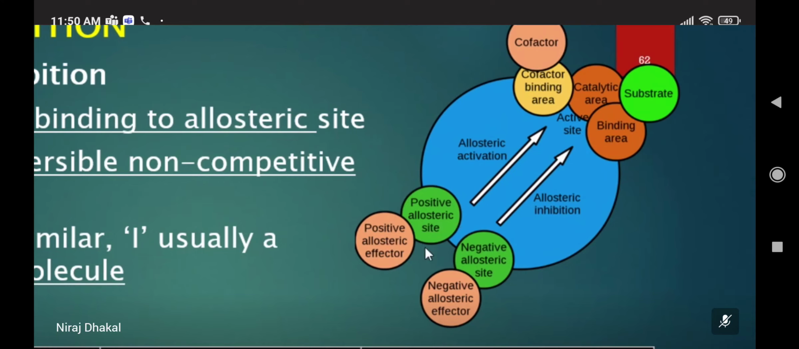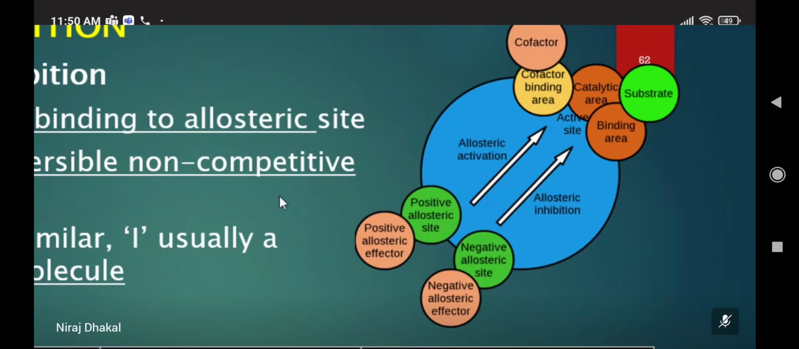If a molecule binds to the positive allosteric site, then that is called a positive allosteric effector, which will activate the enzyme. If the molecule binds with the negative allosteric site, then it is called a negative allosteric effector, which will normally inhibit the enzyme. So in this way, the allosteric effector, by interacting with either the positive or negative allosteric site, will regulate the enzyme activity. Whenever the enzyme has to be inhibited, this one is formed, and this is a reversible process.